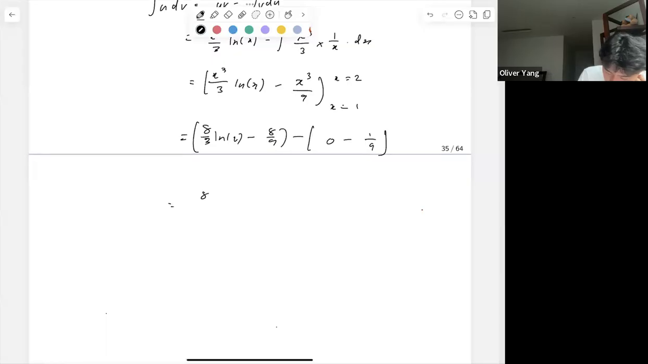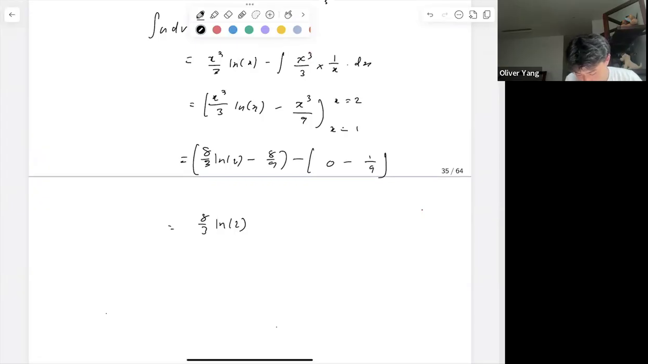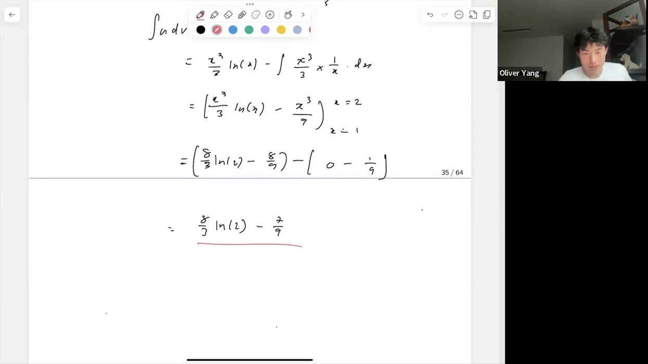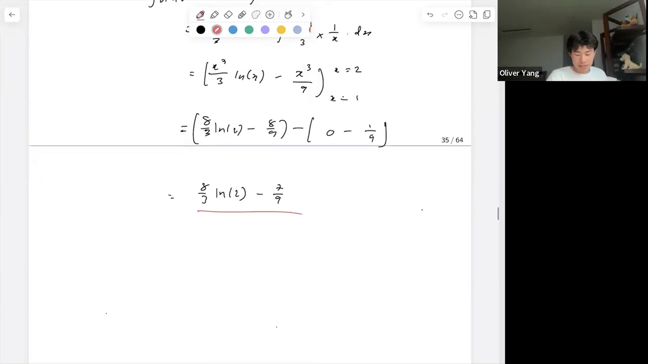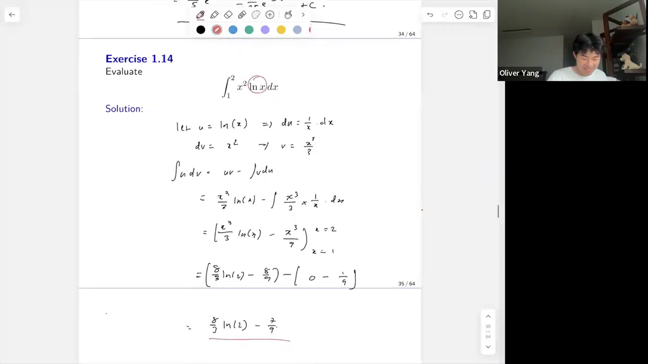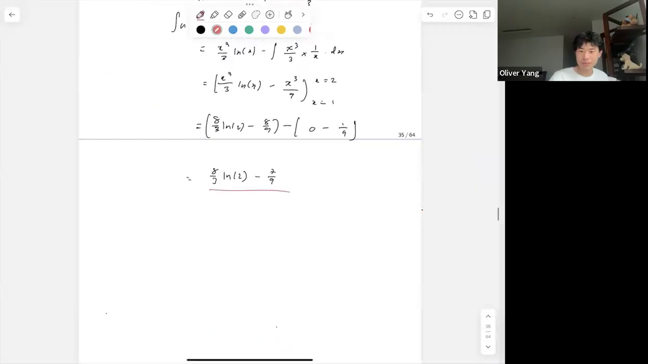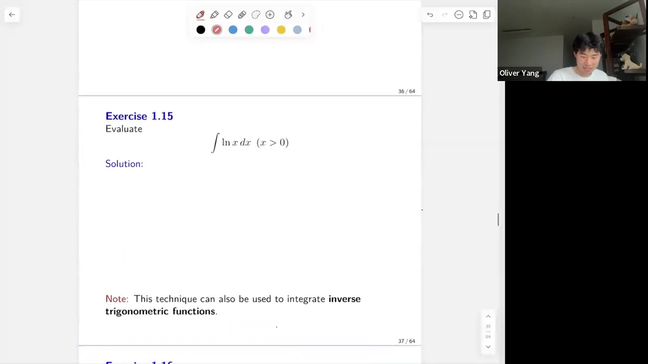Now let's try and simplify this. We've got 8 on 3 ln 2 plus 1 on 9, so this is going to be minus 7 on 9. Yep, that's our answer. All right, cool. Any questions? No questions? All right, let's continue.